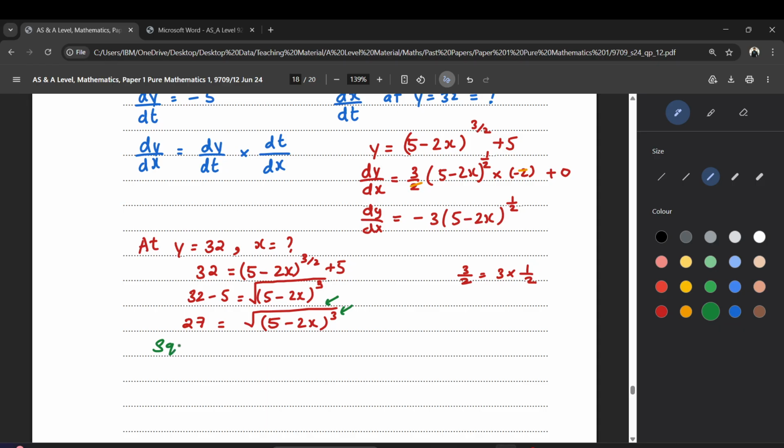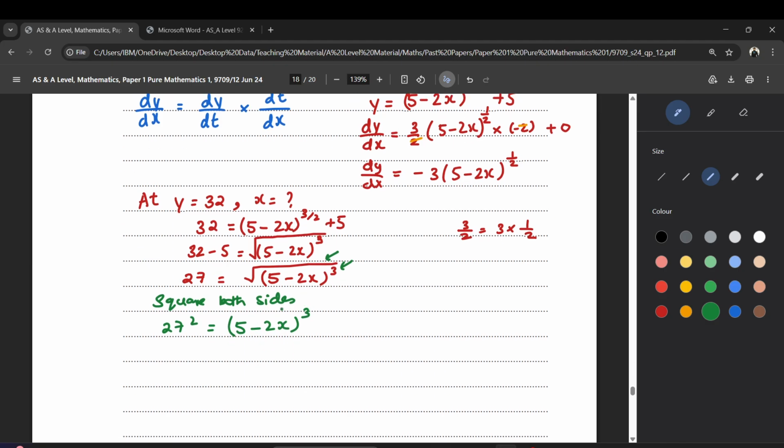Okay, square both sides. So here you have 27 squared. The square gets cancelled, so you'll be left with (5 minus 2x) whole cubed. Now, in order to get rid of this, cube root both sides. So cube root of 27 squared, and here we'll be left with 5 minus 2x.